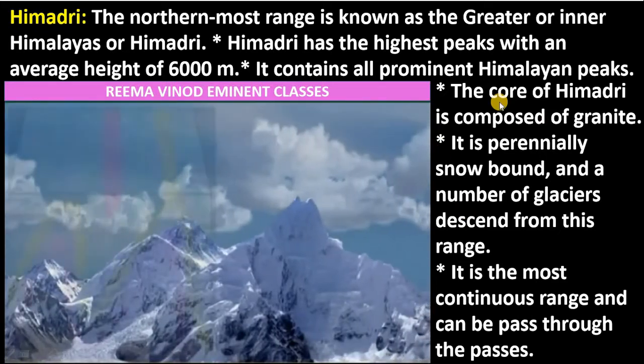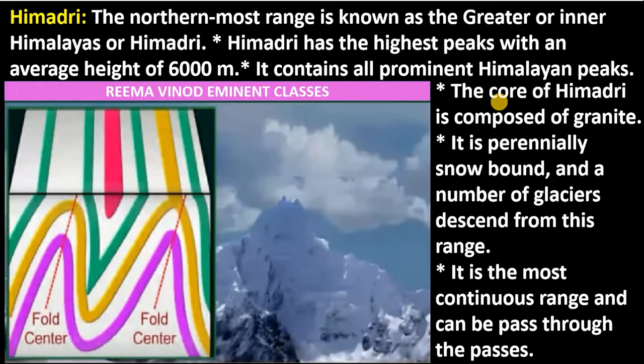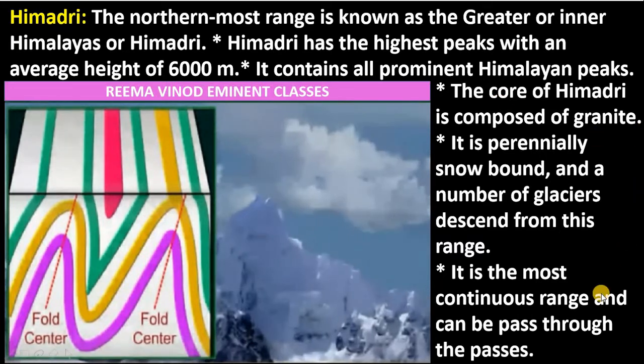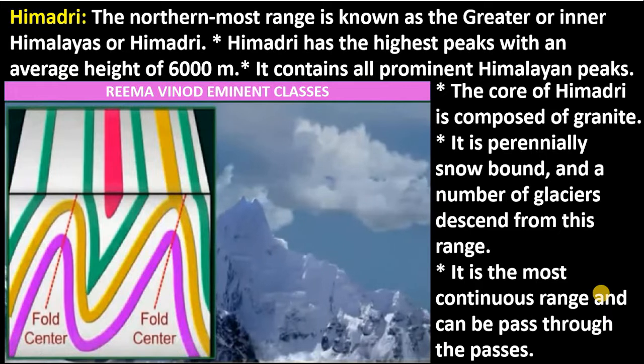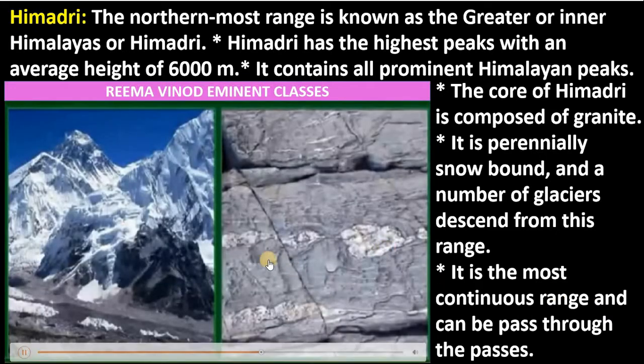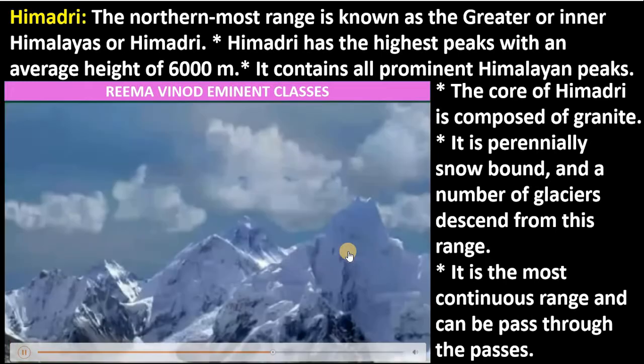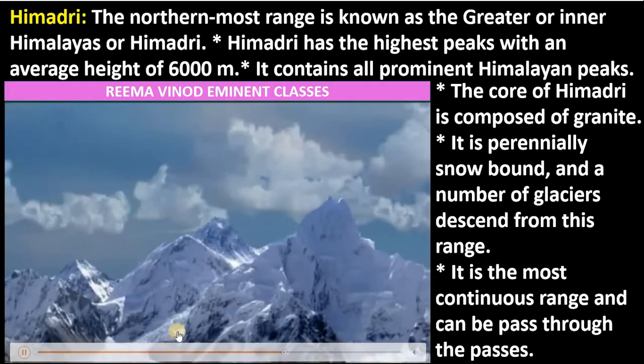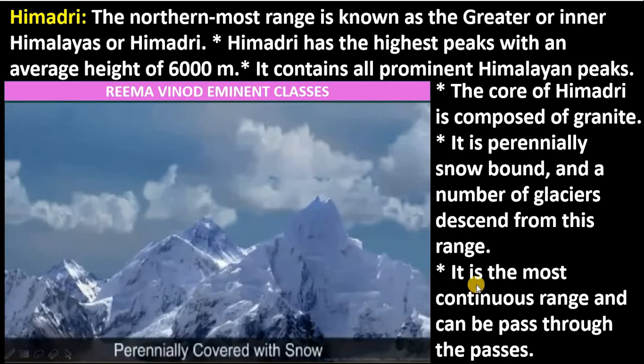The core part of Himadri is composed of granite. These are the fold mountains, as I already told you. You can see here granite rocks. The core part of Himadri is made up of granite rocks. You can see here the snow-covered mountains.